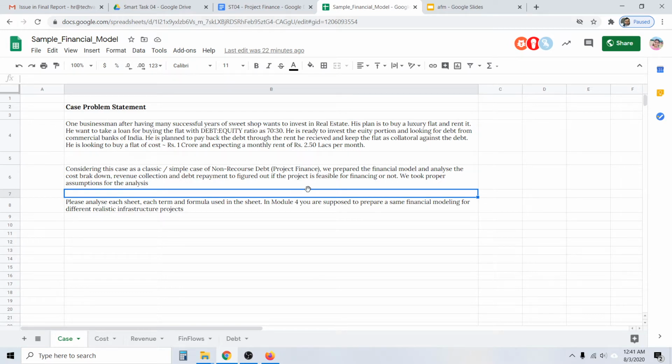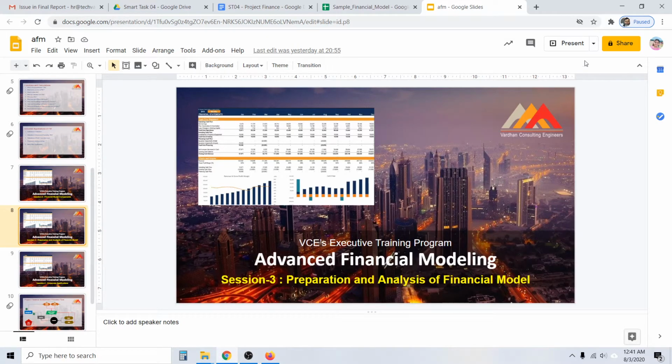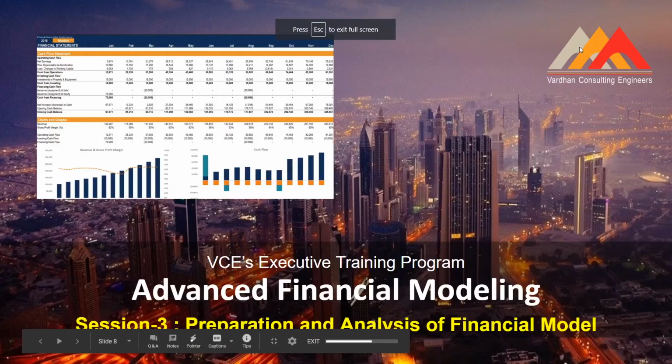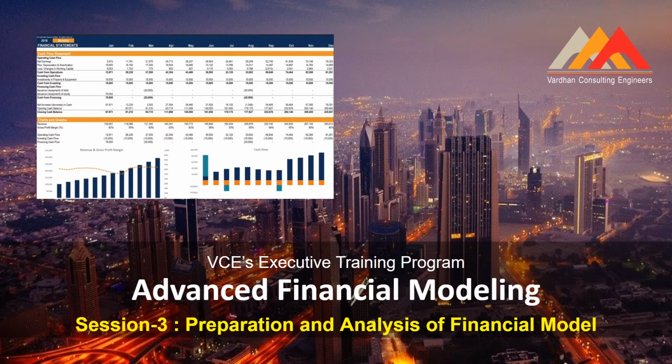So usually the financial model for project finance is divided into two parts. The first part is the finance part, the second part is the project part. Since you are a finance person, the project part should not bother you a lot.